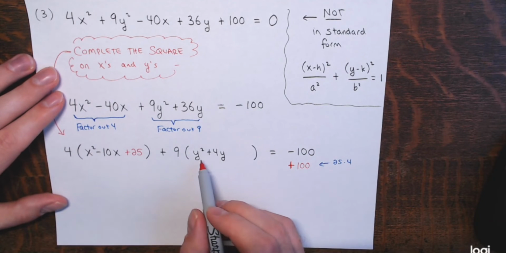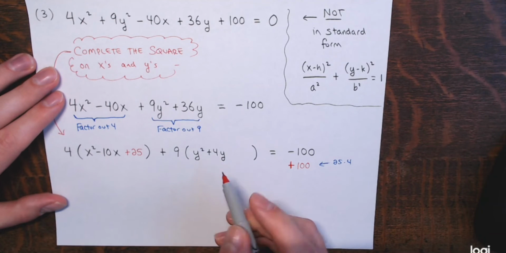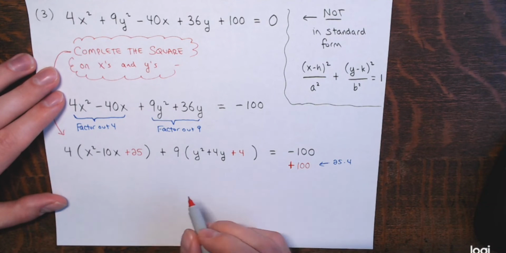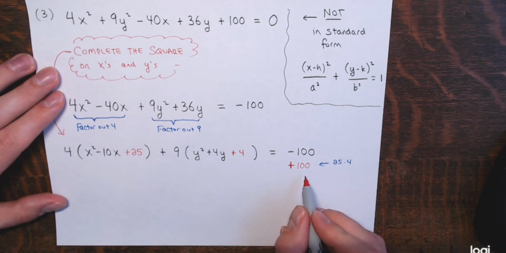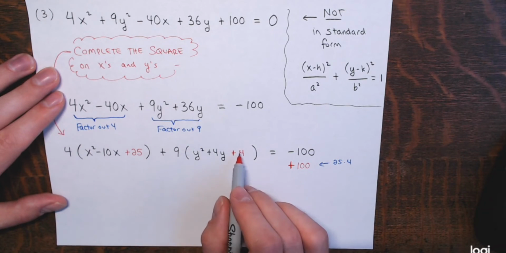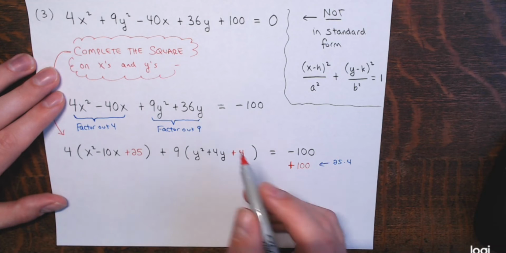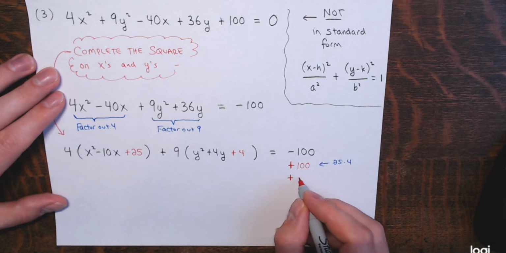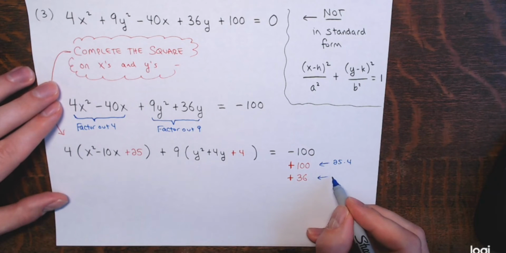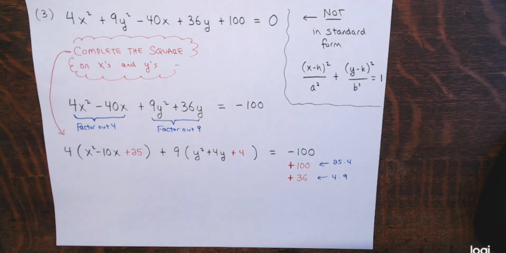Same thing here. When I'm completing the square on the y's, y squared plus 4y, to complete the square I would have to add 4 inside this set of parentheses. But don't add 4 to the other side, that wouldn't be balanced. If I add 4 in here, remember I factored out a 9 earlier, 9 times 4 is 36. So adding 4 in here is actually adding 36 to the left side, so I must also add 36 to the right side. And again, where that comes from is the 4 that I added times the 9 that was factored out. You got to remember what was being factored out here.